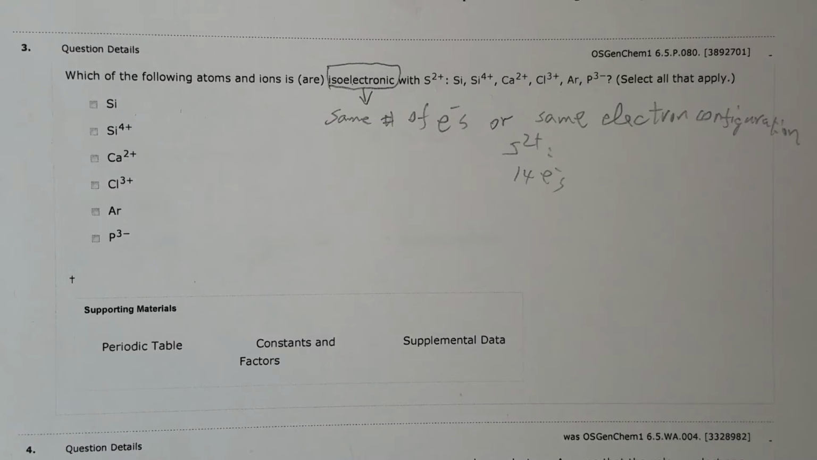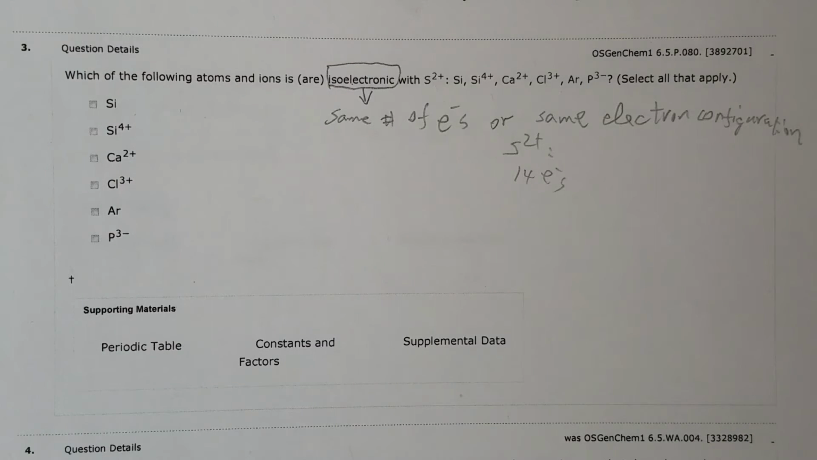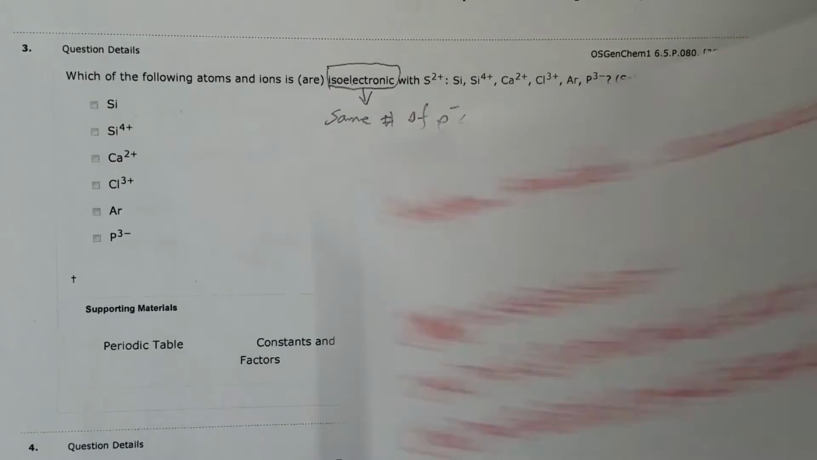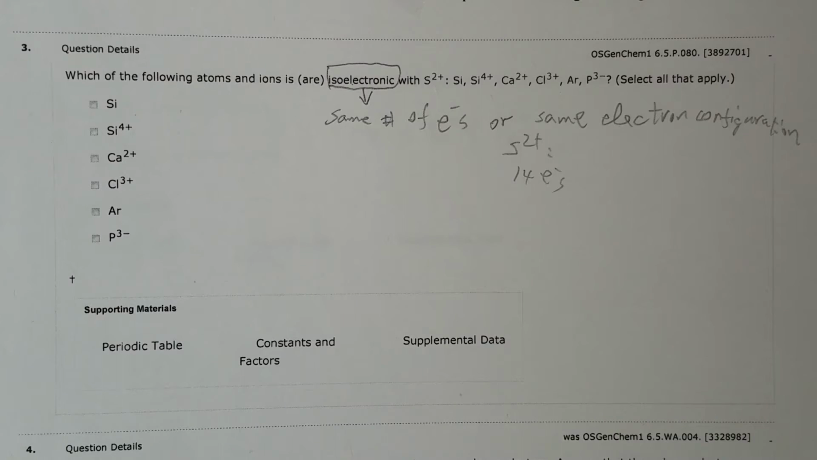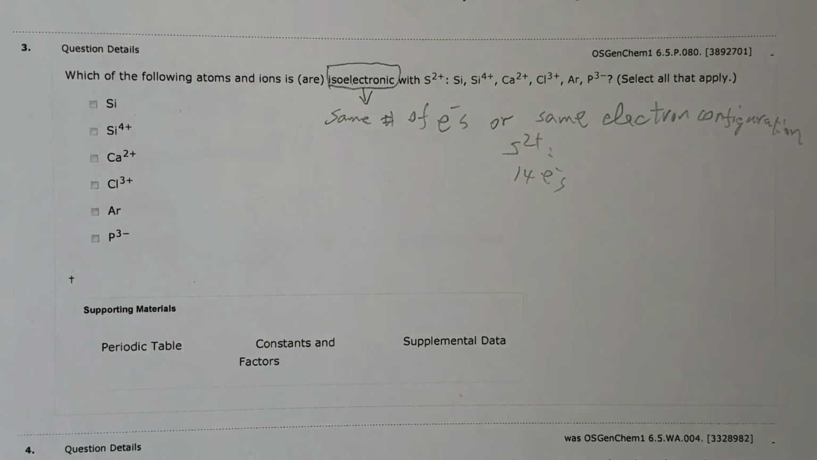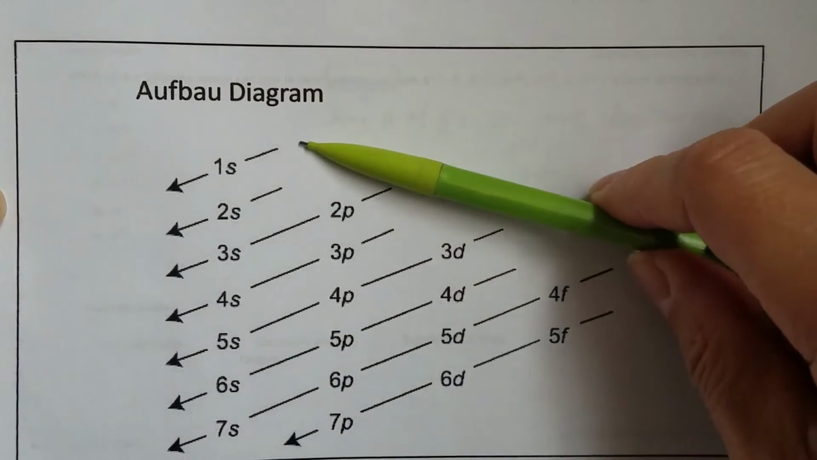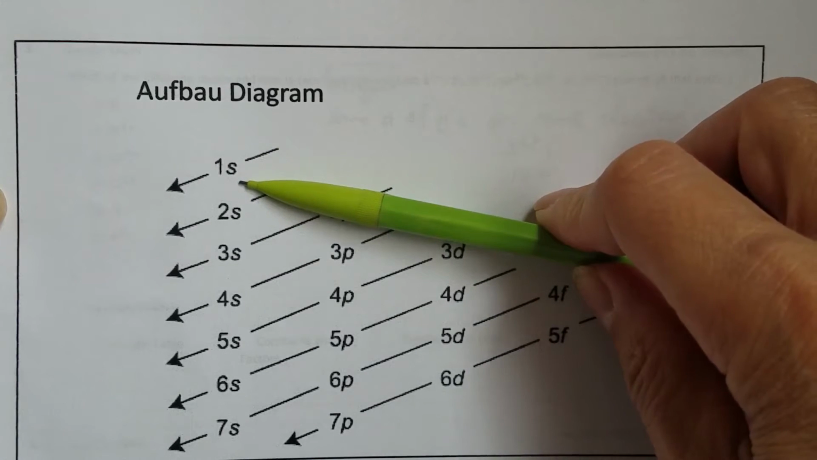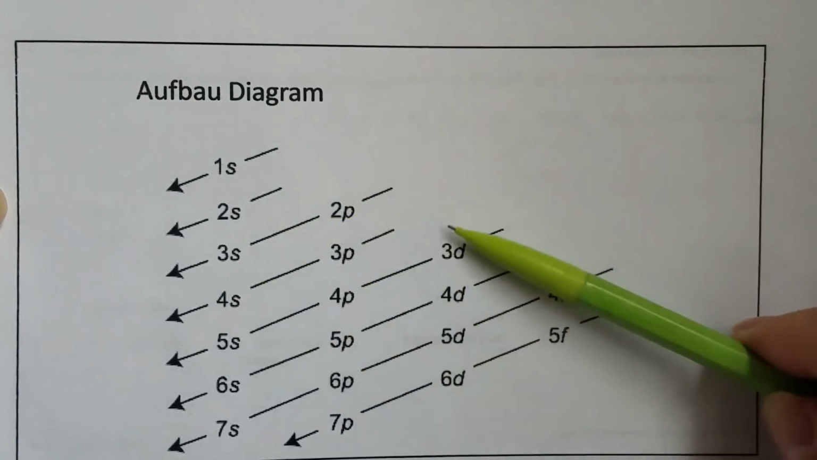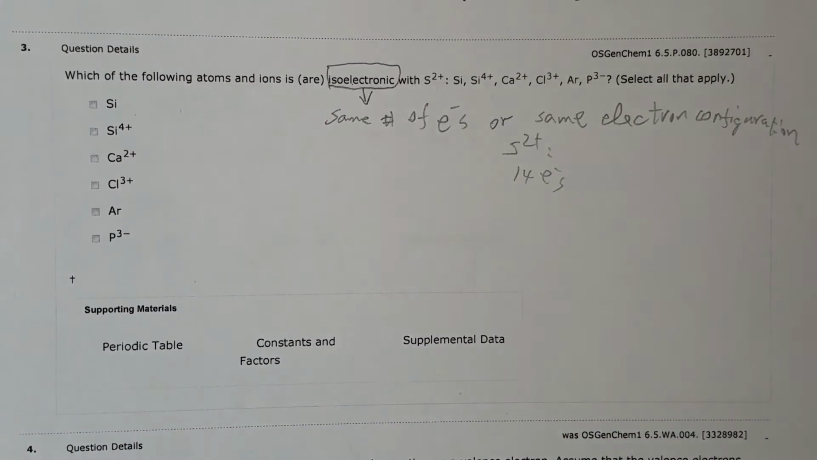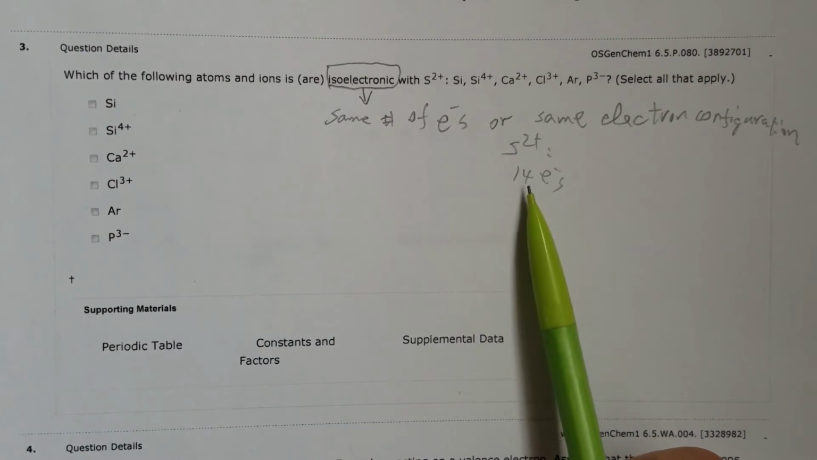So you still remember the Aufbau principle? Let me find that out. Yeah, it's right here. That's the Aufbau principle. Or you can use the Aufbau diagram I provided in the previous lecture. So you always start placing the electrons into the 1s orbital and then followed by 2s, 2p, 3s, and so on and so forth. I want you to complete this electron configuration for S2+, but remember the number of electrons is 14.